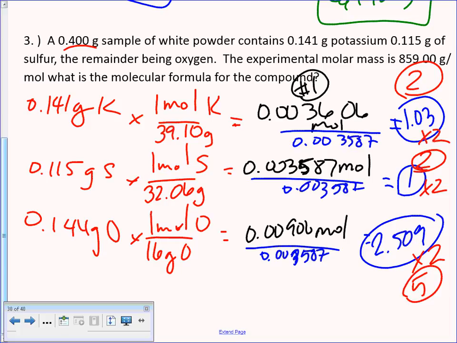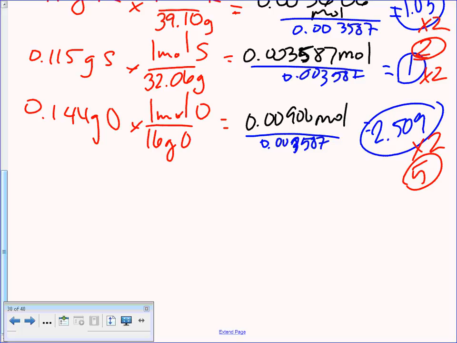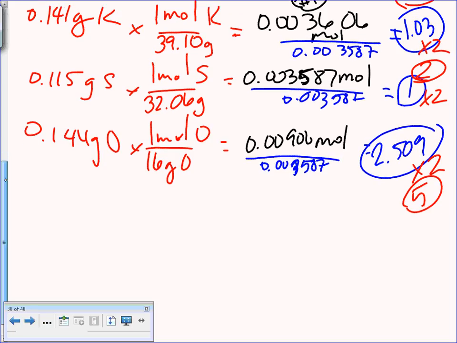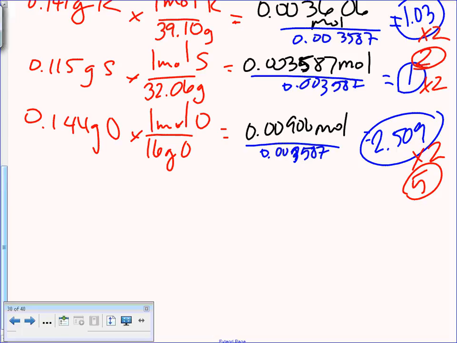So then what we have now is the empirical formula of what? Give me the empirical formula. K2S2O5. So that's kind of like potassium thiosulfate. It's actually potassium peroxysulfate, but that's close enough. We see that K goes first. That's pretty much what matters. So we've got the EF.